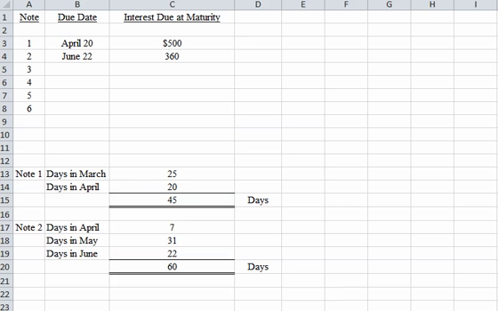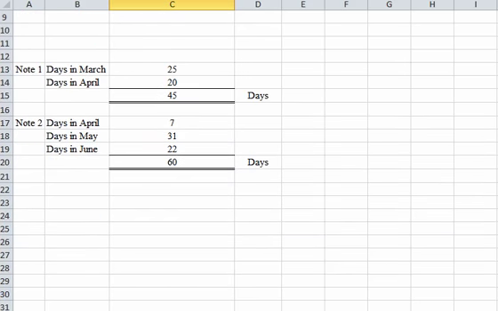Okay, continuing with problem 8-4A on page 397. I will move on to note 3. First, we'll calculate the due date. Note 3 is dated July 20th with a term of 120 days.